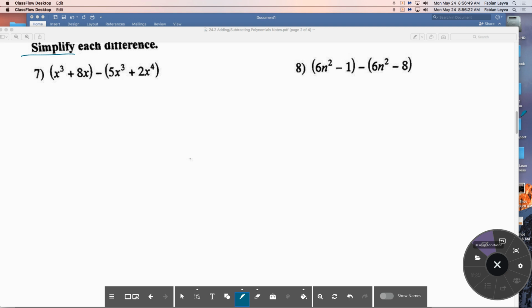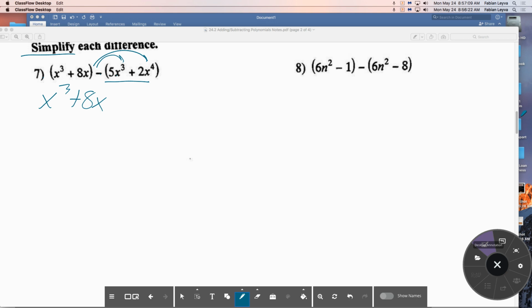So is there anything distributed in front of these parentheses? The answer is no, right? Because there's nothing out in front of those parentheses. Now, is there anything distributed in front of these parentheses? Yes, because you have a negative. So keep in mind that when you're minusing something, what you're really doing is just changing the signs to it. So let's go ahead and distribute this negative, and let's be careful.